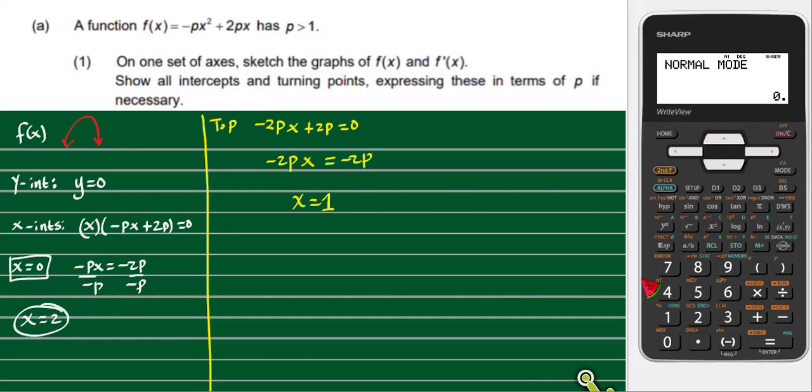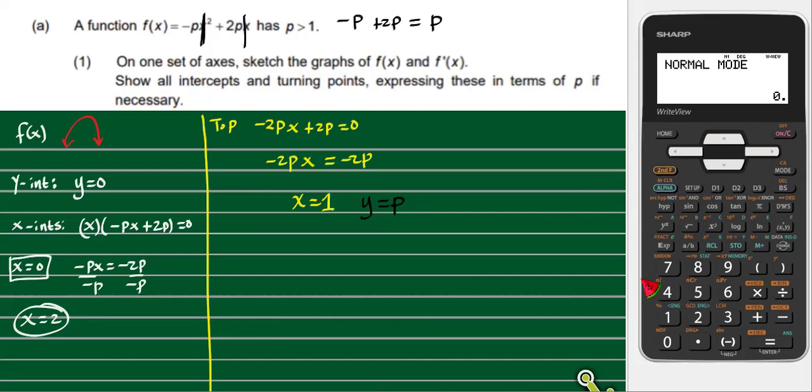Okay, let's see where the y value is. When you put 1 here and 1 here, you are simply left with minus p plus 2p, which gives you nothing but p. So that means the y value of the turning point will be p. All right, now you know where to sketch the graph.